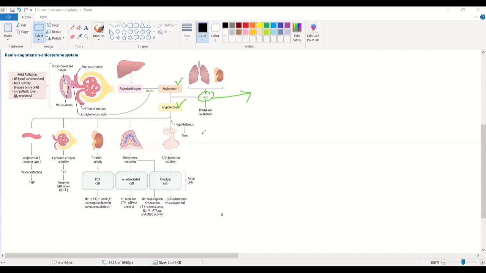Does it make sense? Bradykinin is increased in the patient who is taking ACE inhibitor, right? Yes. Okay. So this angiotensin 2 is active. It will have multiple effects on the body.